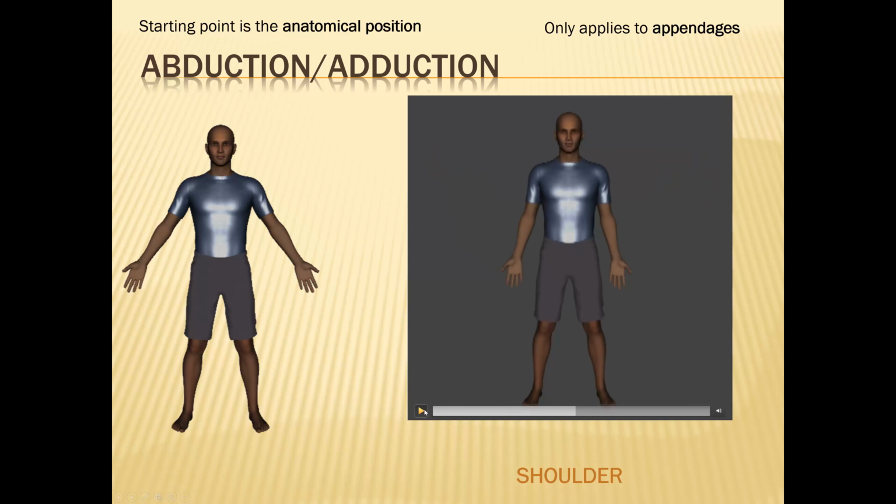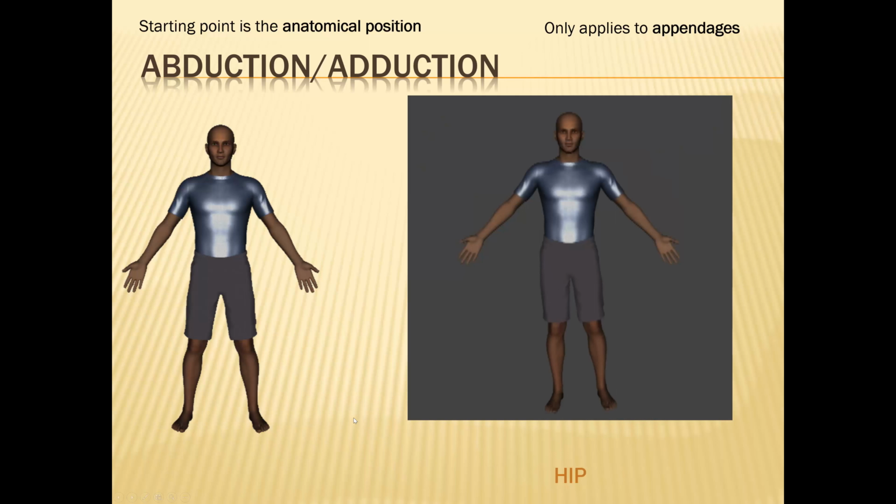So again, moving away from the midline is abduction. Moving back toward the midline is adduction. So ab is away, add is back. Ab, add. All right, so abduction is away, adduction is bringing it back. You can also have this motion at the hips.